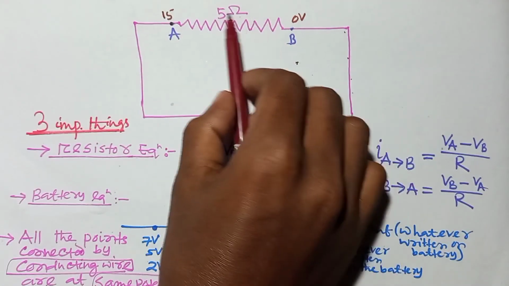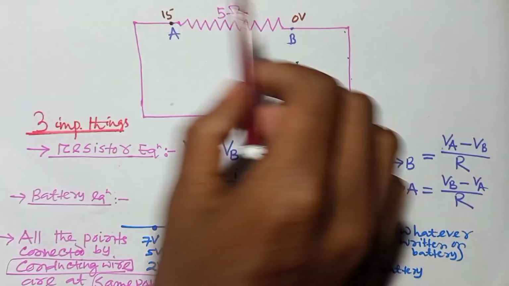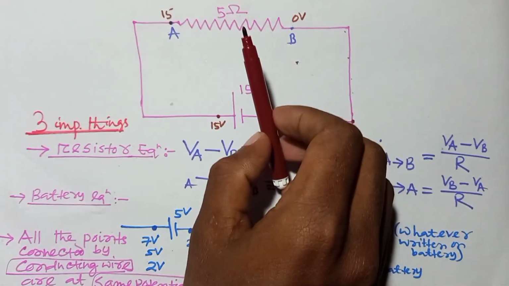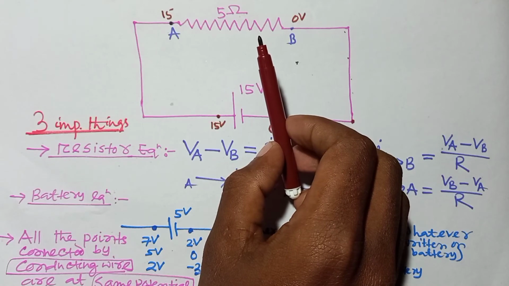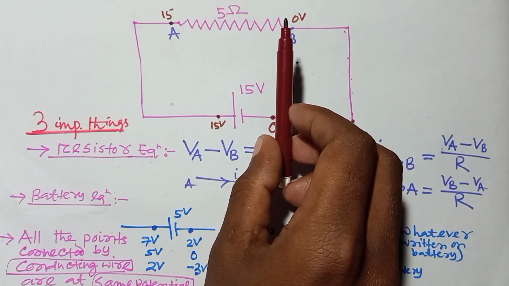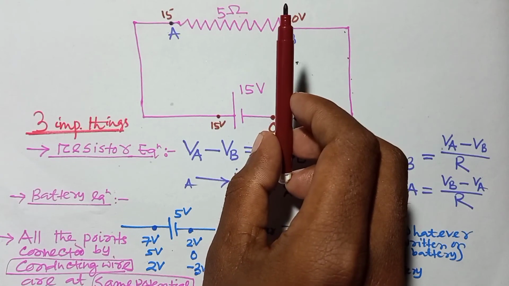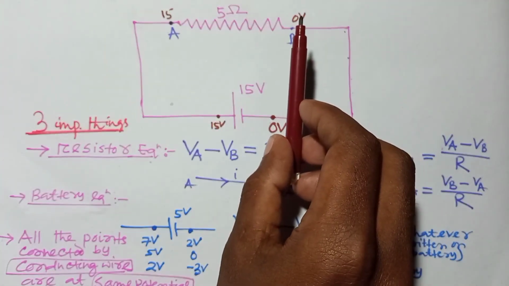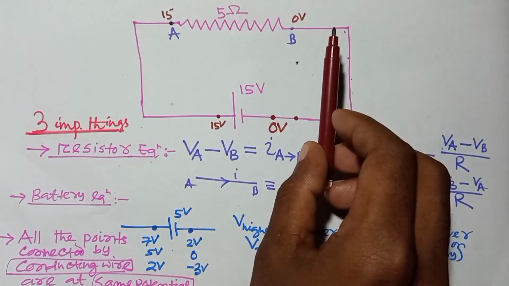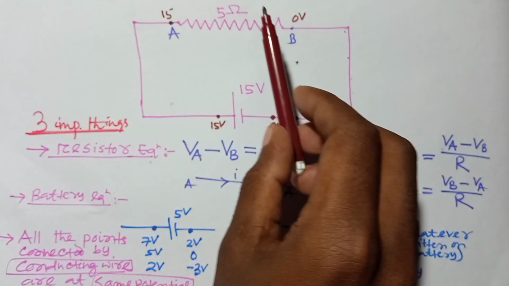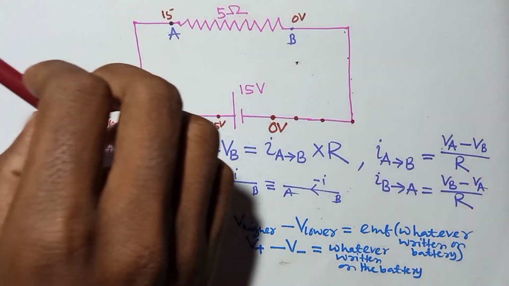Now this is the resistor of 5 ohm. These are the two terminals, and we know the potential of both the terminals. In order to find out the current through a resistor, what is the requirement? You have to find out the potential difference across this resistor, and then divide this potential difference by the resistance value. And the direction of current is always from the higher to the lower side.